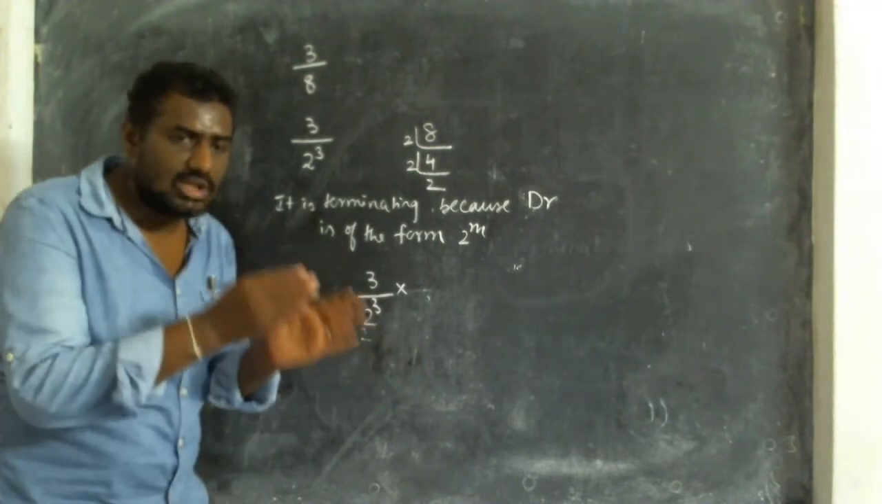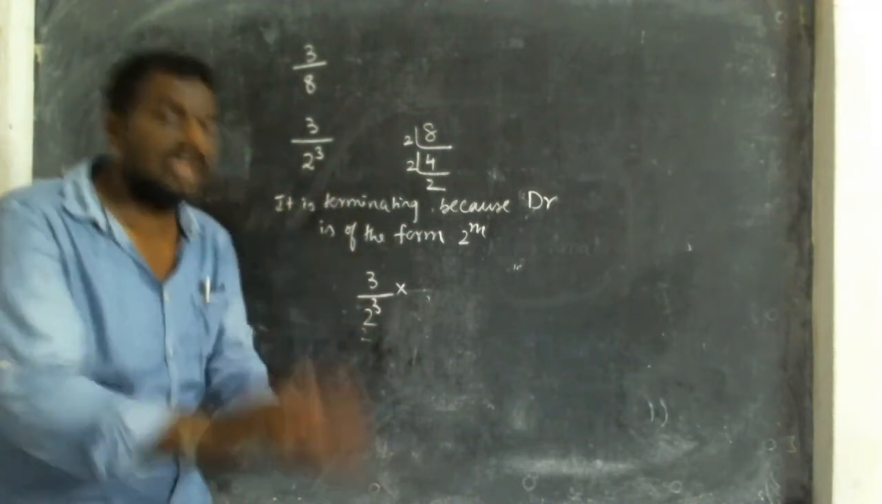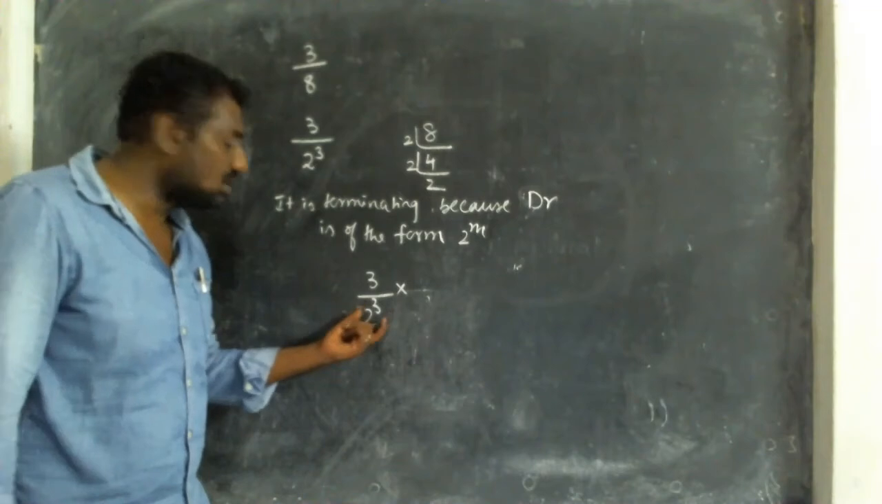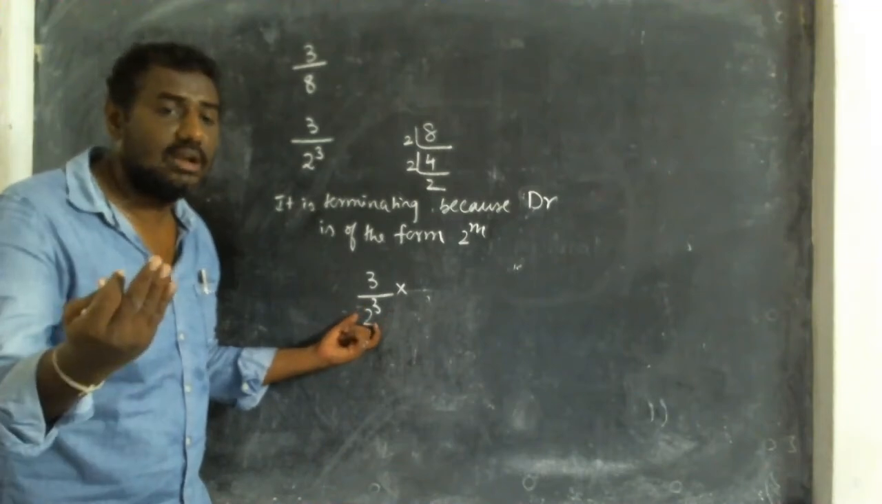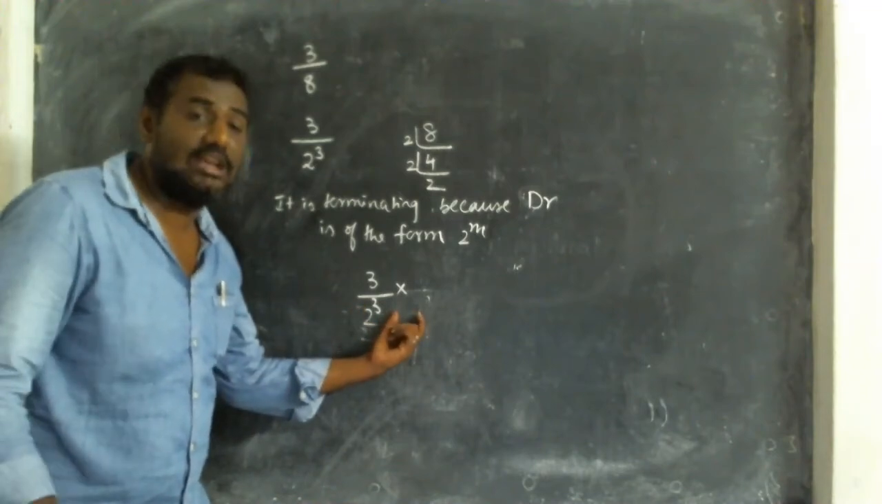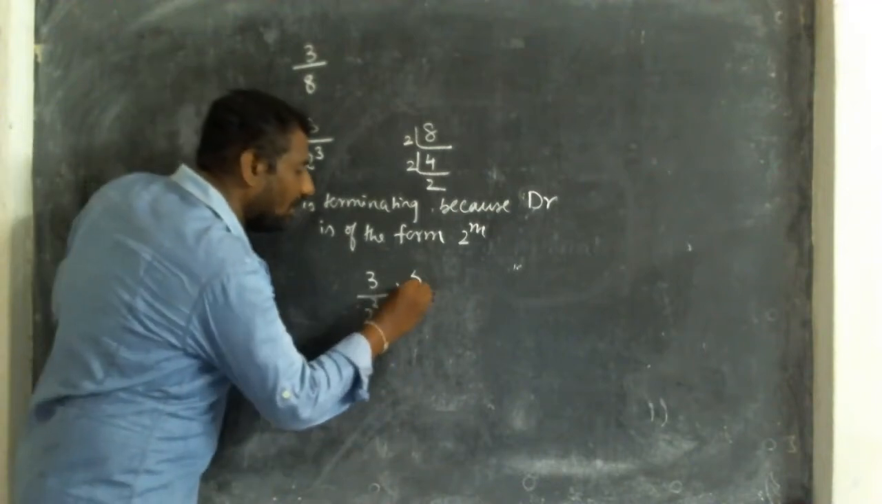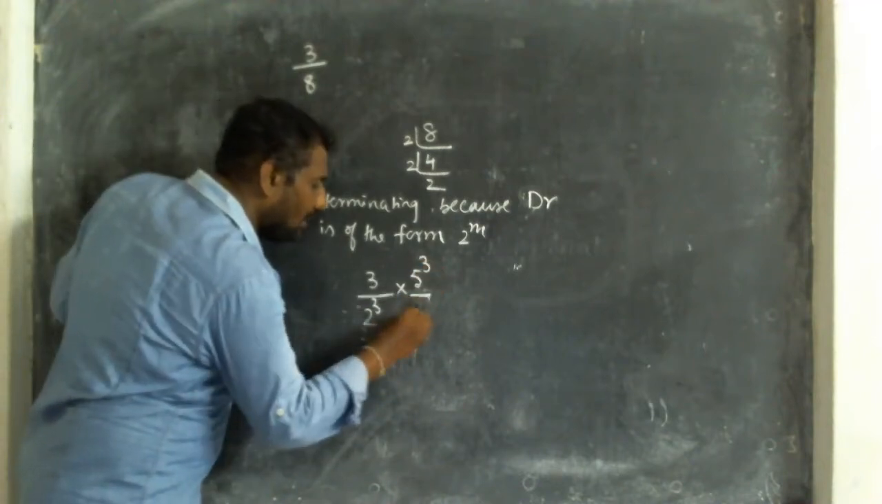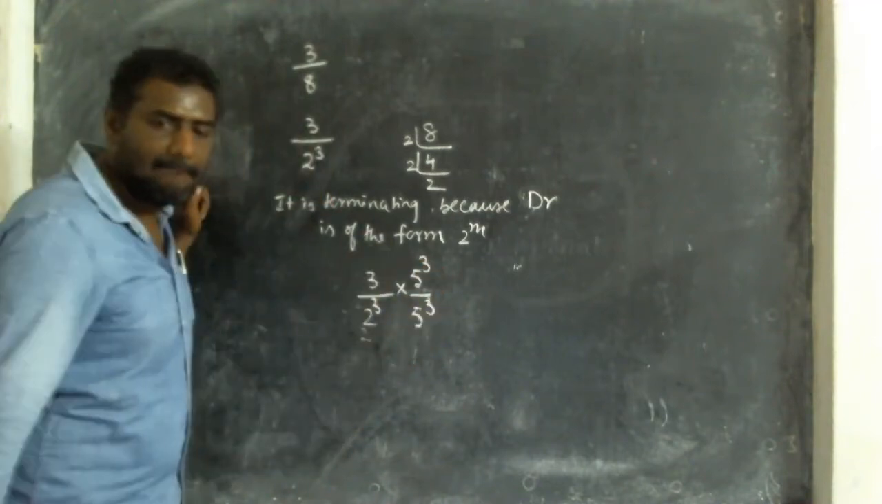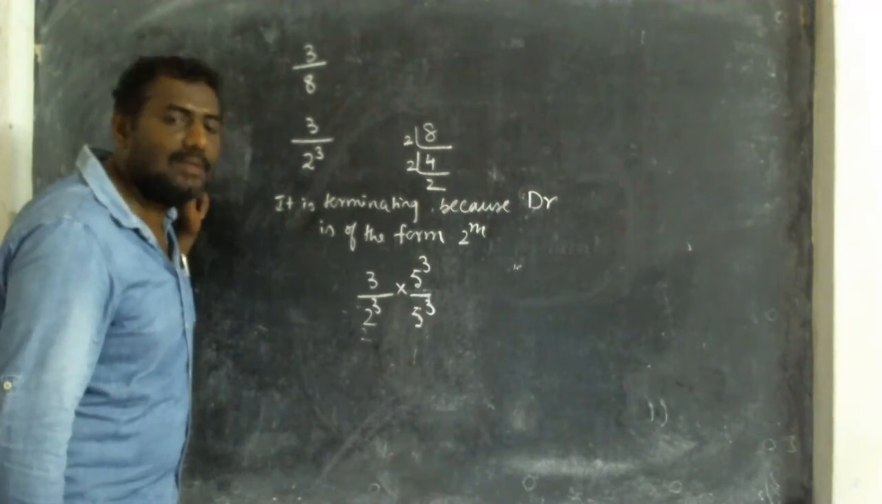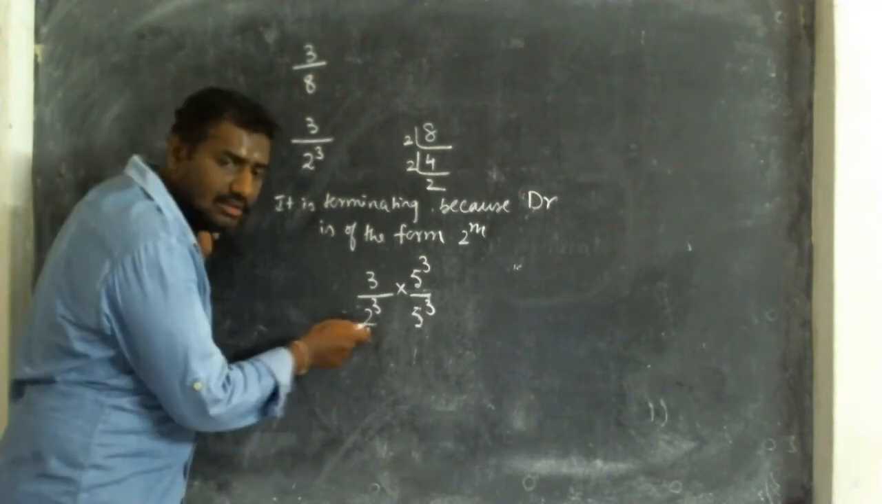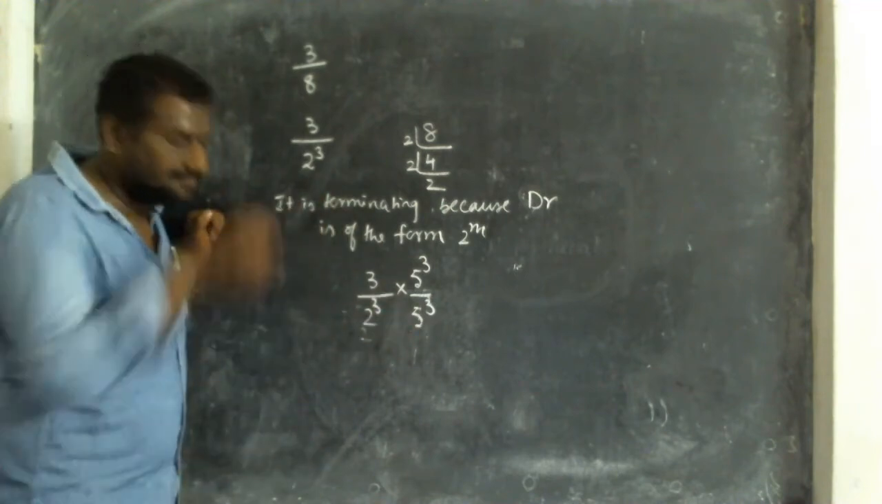How many 2's are there? That many 5's must be there. 2 power 3 means 3 2's are there. Now I should have 3 5's. So I multiply by 5 power 3 by 5 power 3. How many 2's are there? That many 5's we must write.